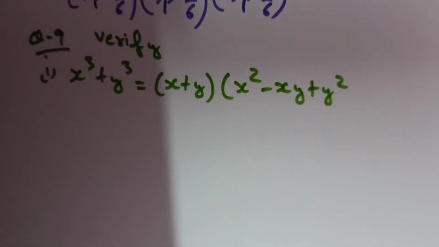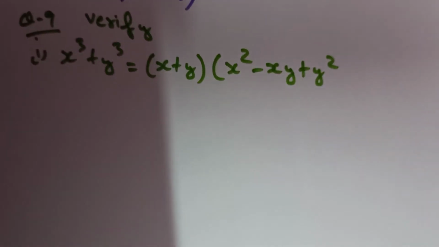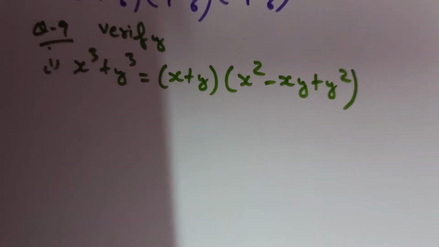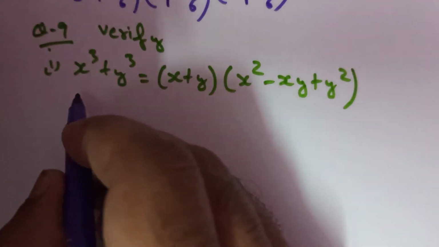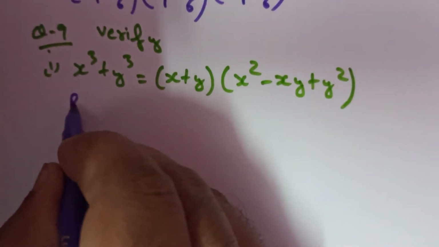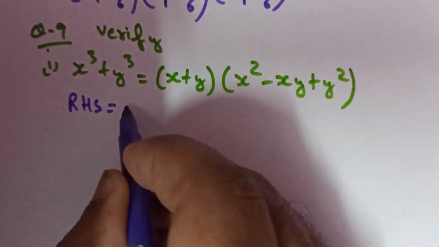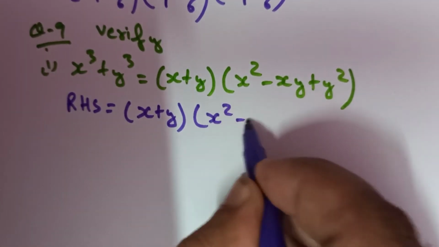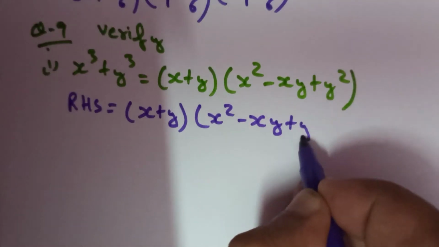Okay, so question number 9: verify x cube plus y cube is equal to the product of x plus y and x square minus xy plus y square. This identity we have done, so this same identity we have to verify. So we'll start with the right hand side. RHS is given equal to x plus y into x square minus xy plus y square.